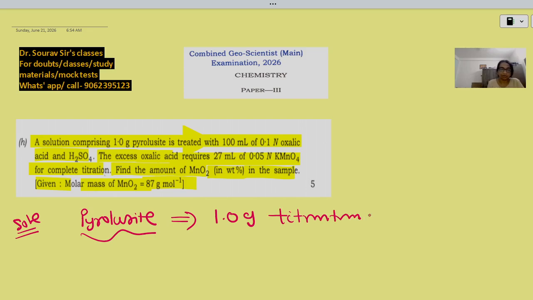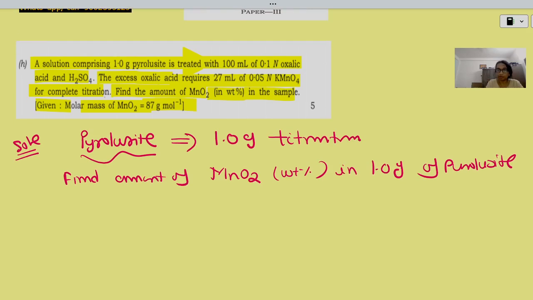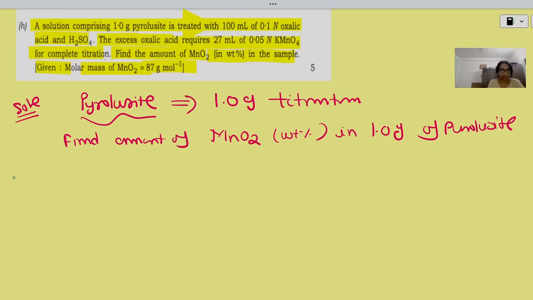Now the problem is to find the amount of manganese oxide by weight percentage in 1.0 gram of pyrolusite. So how to calculate it? There is a multi-step calculation, because we have to find the amount as a percentage.